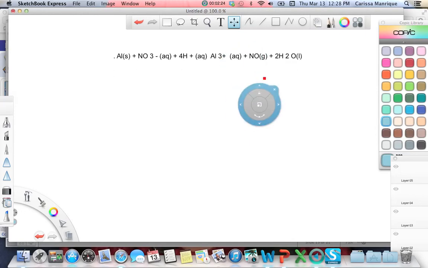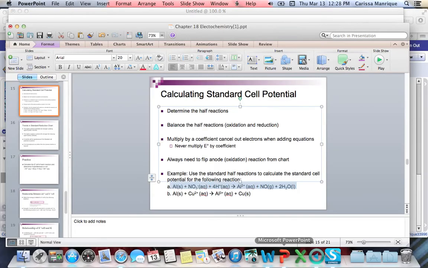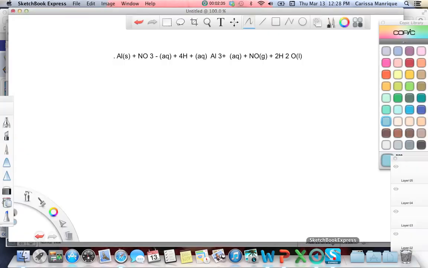Okay, let me see where the arrow goes on this reaction. Okay, right here is my arrow. So here are my products, here are my reactants. Okay, so first let's split these into half reactions.